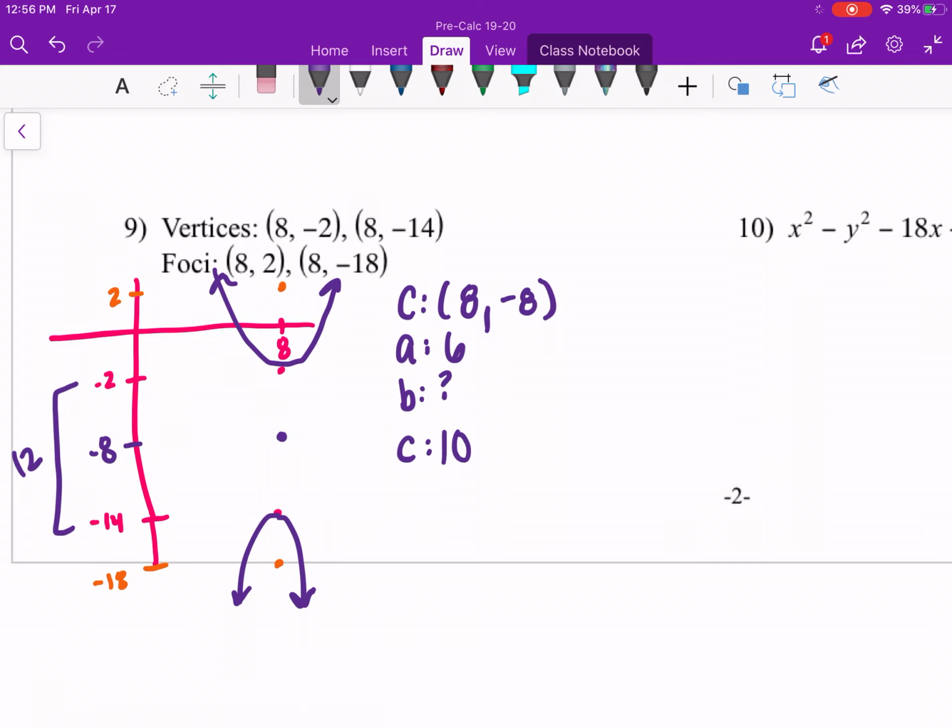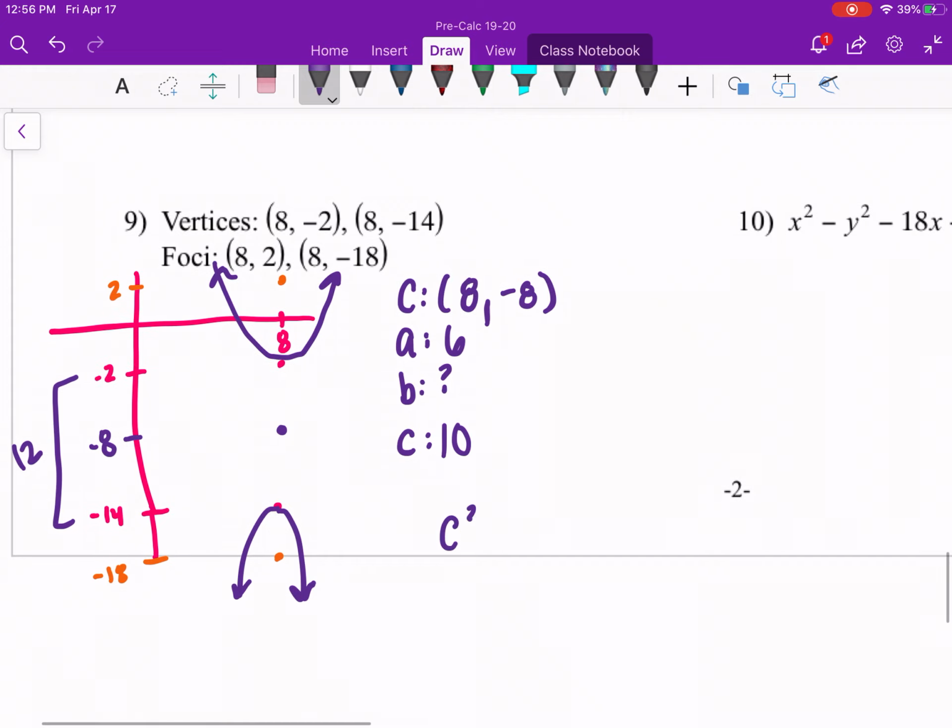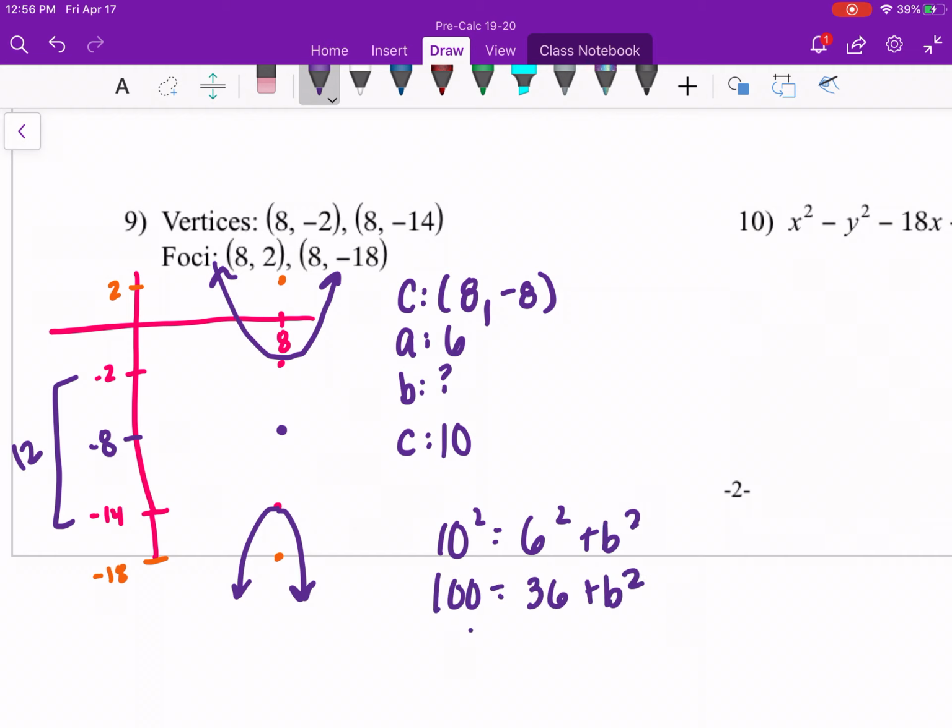Again, if you're asking why isn't it negative, it's because distances are never negative. So yeah, we use our equation. C squared equals, oh, I should plug in C. 10 squared equals A squared plus B squared. 100 equals 36 plus B squared.